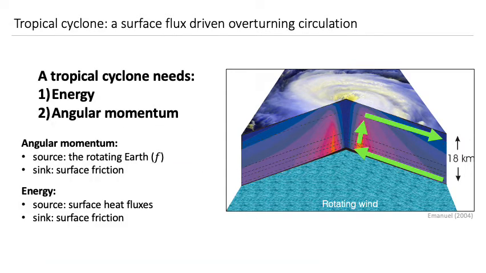So a tropical cyclone needs energy, and it needs angular momentum, two very fundamental quantities in our universe. It has kinetic energy and it's rotating, so it must have angular momentum. Those have to come from somewhere. For the angular momentum, the source is the rotating Earth, as we mentioned, and the sink is surface friction. Then for energy, the source is surface heat fluxes, which we'll talk about, and the sink is also surface friction.